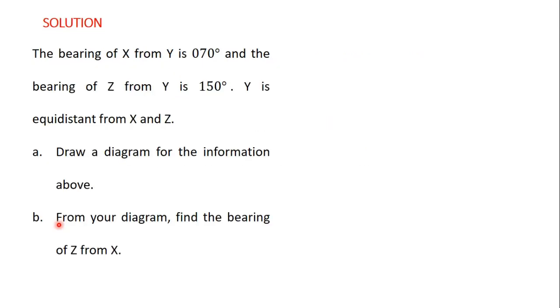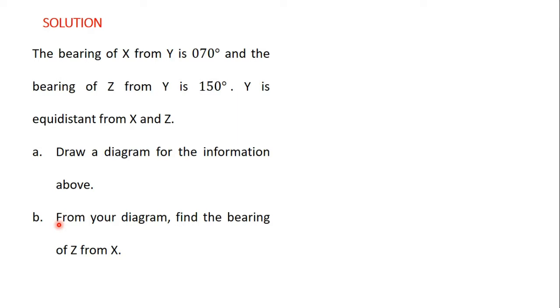The bearing of x from y is 70 degrees and the bearing of z from y is 150 degrees. Y is equidistant from x and z. Draw a diagram for the information above. We have been drawing diagrams for bearings since we started our studies on bearings, and we are going to use what we have been able to learn to draw the diagram for this question here. So we will take the first part of the question.